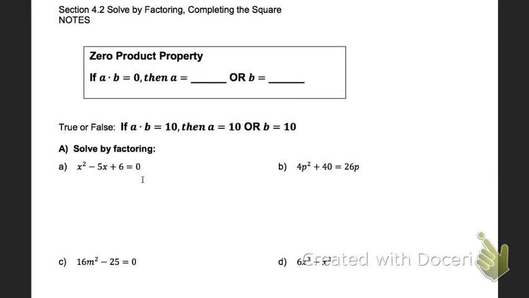4.2, we are going to take what we have learned in 4.1 one step further, and we're going to set it equal to 0 and solve. Are you kidding me?